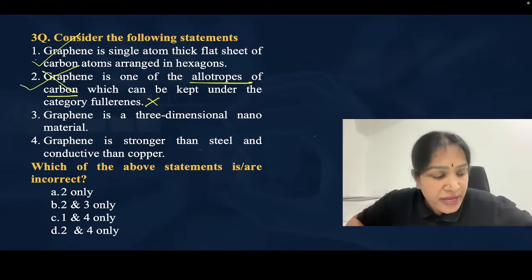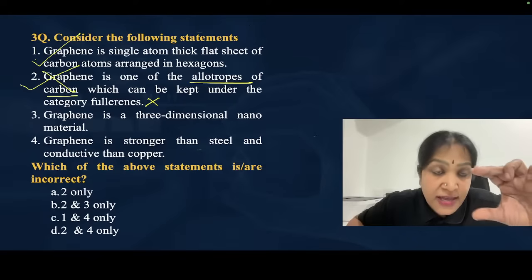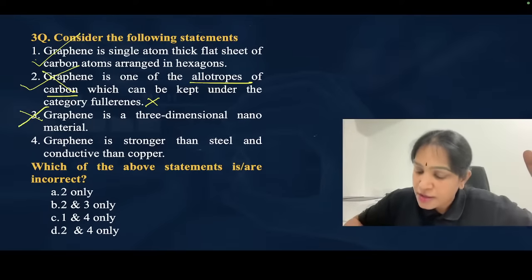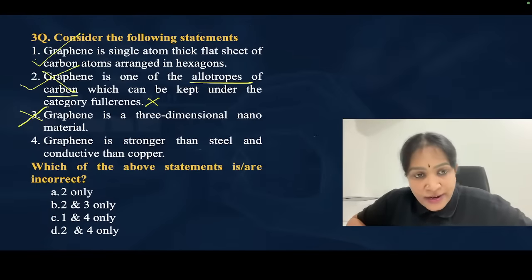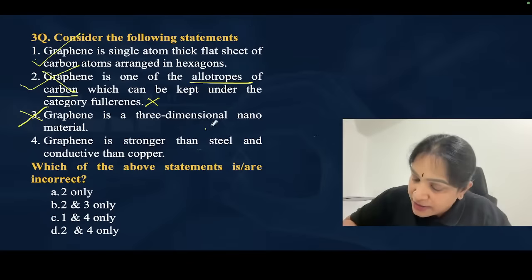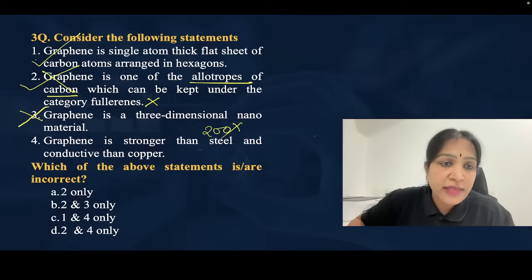Graphene is a three-dimensional nanomaterial. No, it has only two dimensions. Length is there, breadth is there, but the depth or the thickness is negligible, one atom thickness. So this is also wrong. It is not three-dimensional. Graphene is stronger than the steel. Yes, it is 200 times stronger than the steel and more conductive than the copper.